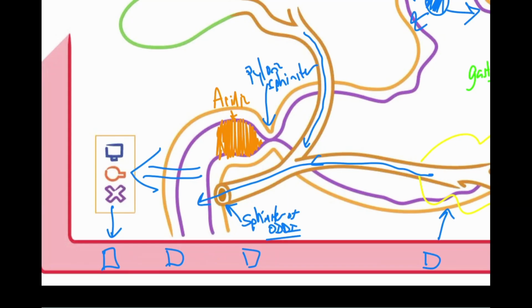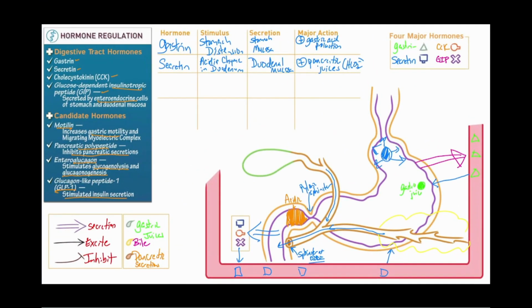So, acidic chyme in the duodenum. Secretin comes out, stimulates the pancreas to make more pancreatic juices. It's an exocrine gland because we're secreting the actual substance into a tube, which is then going to the GI, into the small intestine, the duodenum. Any questions about secretin? Why is it out? Neutralize the acid.